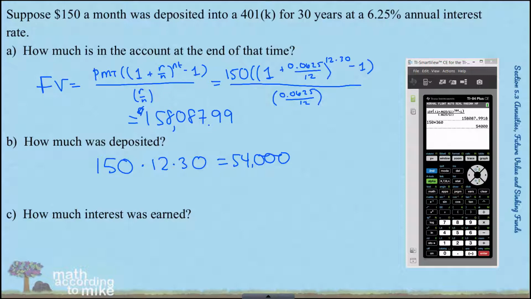Over the 30 years, you gave the bank $54,000. After the 30 years, they gave you $158,000 in some change. So how much money was paid for the use of money? You just subtract. Oh, that should be an 8. It's a snowman. And you get what? $104,087.99. So this account made $104,087.99 in interest.